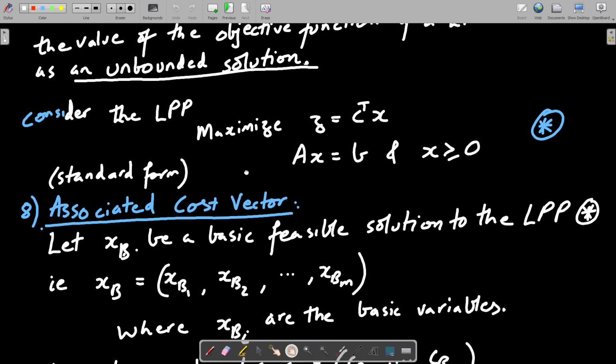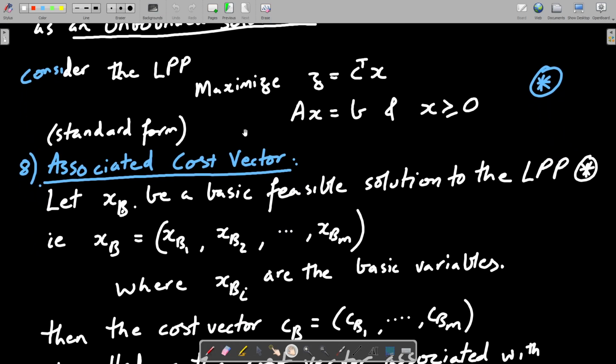So now let me write the LPP in standard form for the next two definitions. Consider the LPP: maximize z = C transpose x, subject to the conditions Ax = B and xi values are greater than or equal to 0. I have written this in matrix form, which we defined in the last class. This is the standard form given in matrix notation.